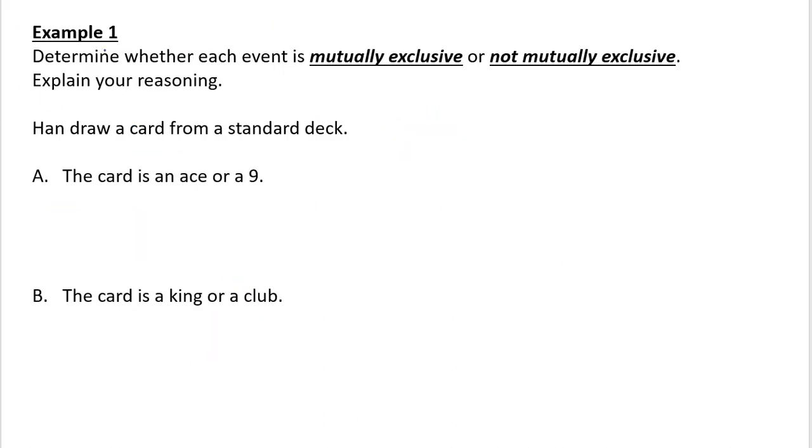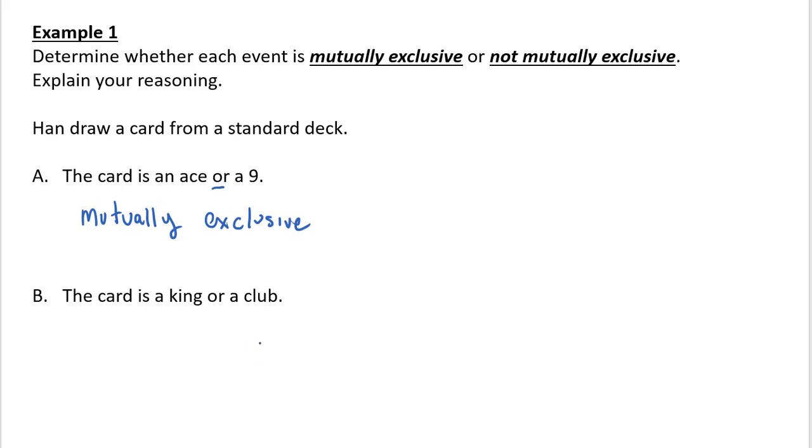Okay, so determine whether each event is mutually exclusive or not. And it's kind of funny that I picked cards and then my example has cards. So Han draws a card from a standard deck. The card is an ace or a 9. So can an ace be a 9? No, it can't. So they are mutually exclusive.